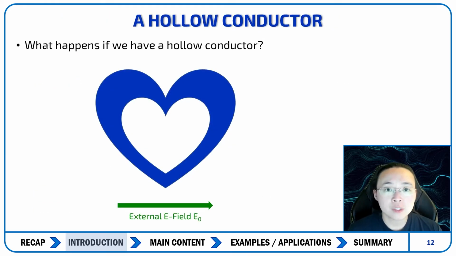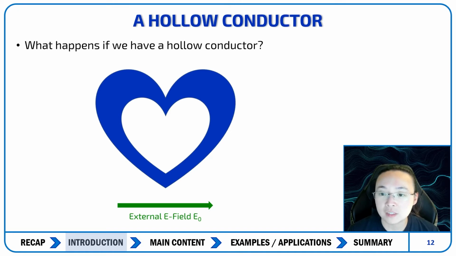Okay, so now we're just going to go through a few practice problems. They're not really practice problems, they're just examples that I want to walk through with everybody. We're just going to take a look at what happens to the charge distribution within a conductor after we apply an external electric field. So the first thing we're going to look at is a hollow conductor. So what happens if we have a hollow heart-shaped conductor like the one we have here?